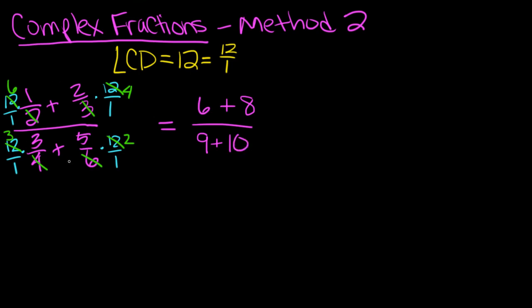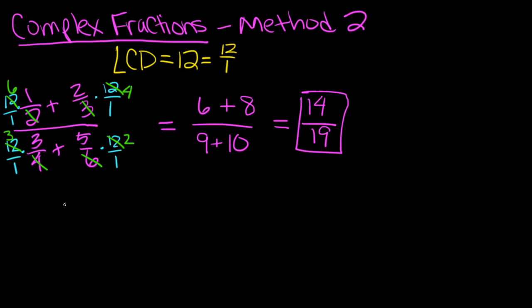So after I did all of this work, it turns out I no longer have a complex fraction. That's what makes this method so cool, there's no changing it into a division problem, because now it's an easier problem. My complex fraction is cleared out. So now it's just a normal fraction problem. So 6 plus 8 is 14. 10 plus 9 is 19. And I'm done. This can't be reduced. 19 is prime, so I'm done.